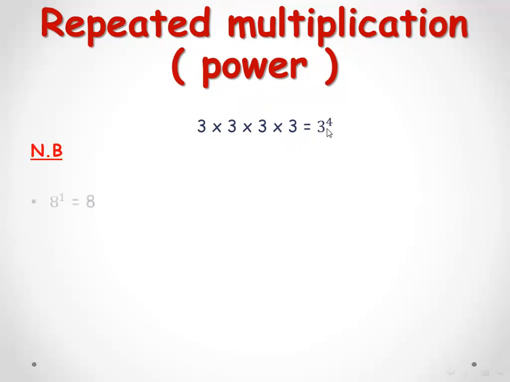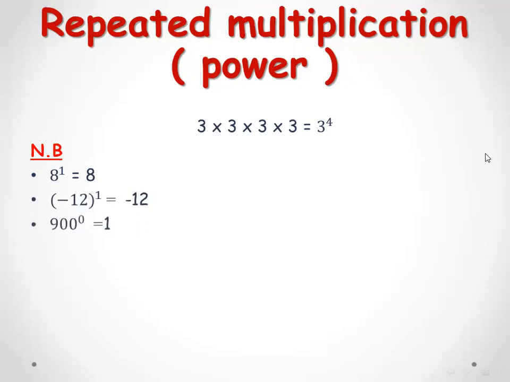Okay. Some notes about the power. Any number to the power 1 equals the same number. 8 power 1 equal 8. So if you are having 9, for example, it's going to be 9 to the power what? 9 to the power 1. Any number to the power 1 equal the number itself. It's only repeated one time. I'm going to write it one time. Okay? Negative 12 to the power 1 equal negative 12.